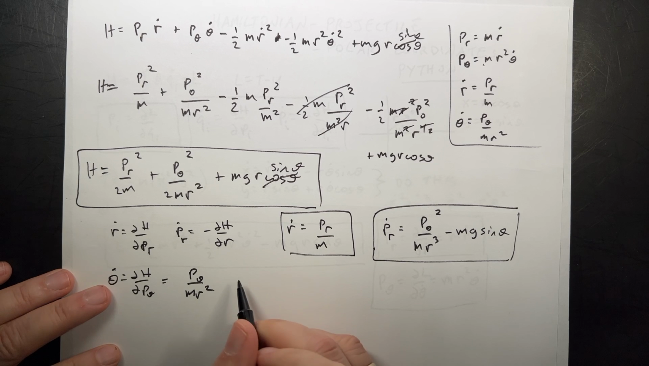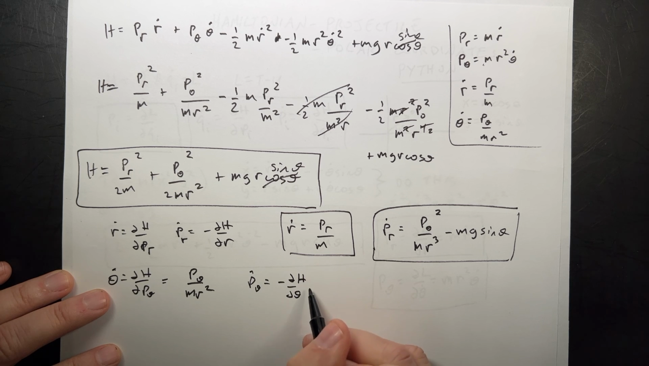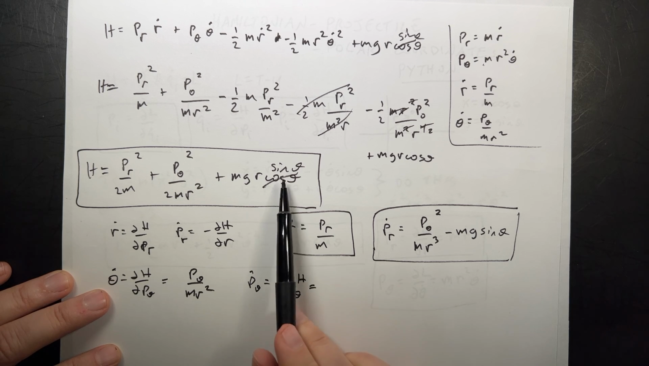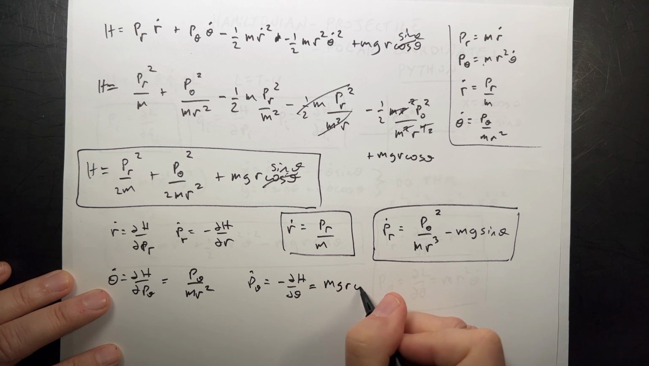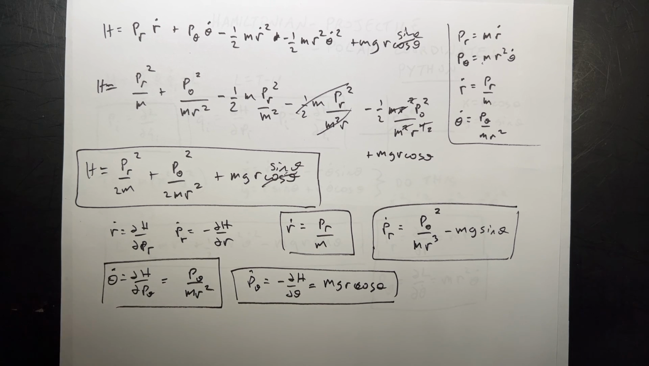And then I can get p theta dot. It's negative the partial of H with respect to theta. And there's only one theta term in there, and it's right here. So if I take the partial of that, I get mgr cosine theta. Okay. So there. I have four differential equations.